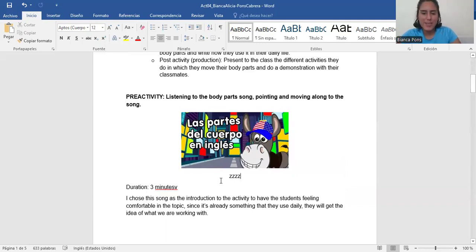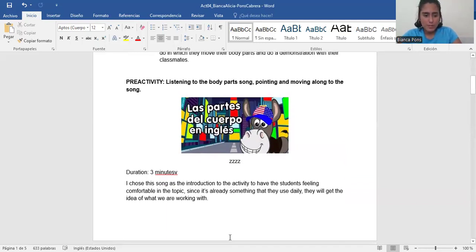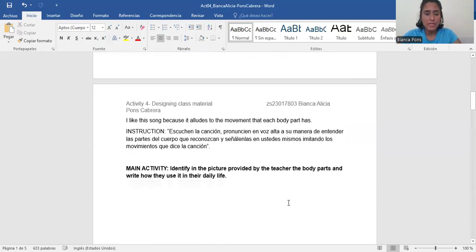It really is fun. I have seen a lot of kids dancing and moving and really being involved with the process when it is something more audiovisual and things that they can engage with. So I chose this song as the introduction to the activity to have the students feeling comfortable with the topic, since it's already something that they use daily. They will get the idea of what we're working with. So that's that. And I like the song because it alludes to the movement that each body part has.